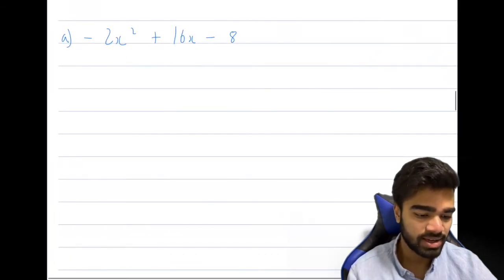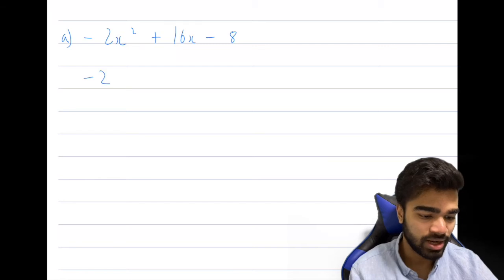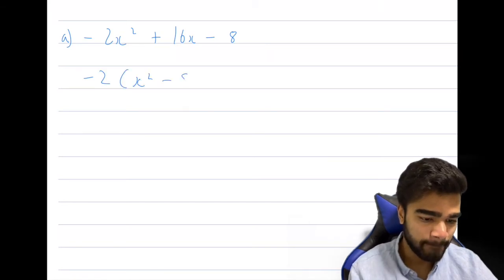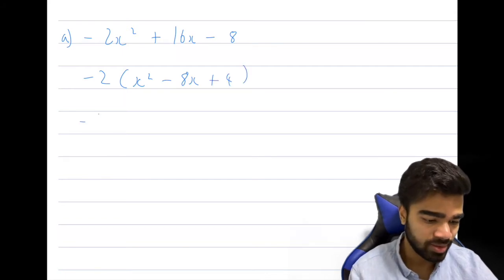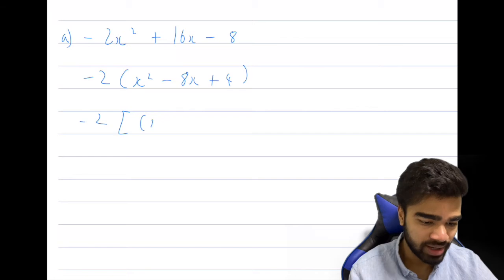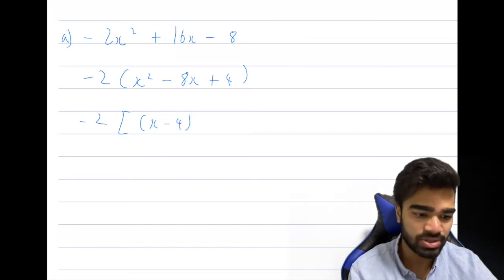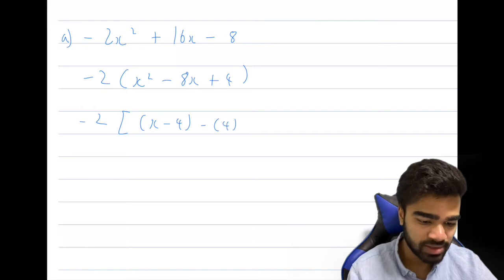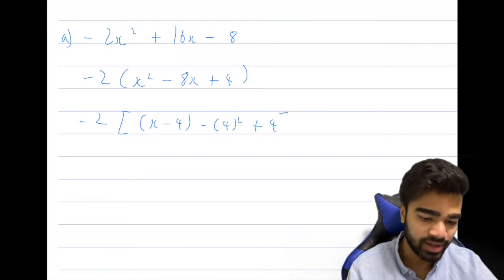Let's do part A. So part A, you have to take out negative 2. I'll do this really quickly from now on, so I hope you got it. So it'll be x squared minus 8x plus 4, like so. You complete the square on the inside, open brackets. So it'll be x minus 4, because negative 8 divided by 2 is negative 4, so you can write that straight away. Minus 4 squared, so that's b on 2 squared, plus 4, square bracket again.